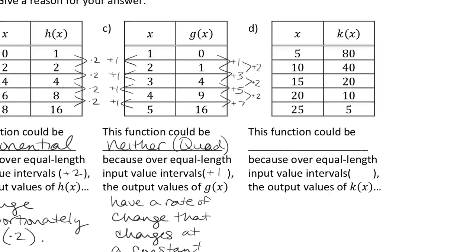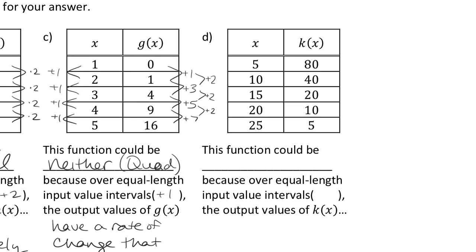Okay. Let's look at this last one for the k of x function. We check the input values. How are the input values changing? Plus 5. Nice. We can always see that very easily that we have input values that are of equal length. What's happening with the output values? I don't want to say divide by 2. Multiplying by a half. Thank you so much for remembering. This is multiplying by a half.